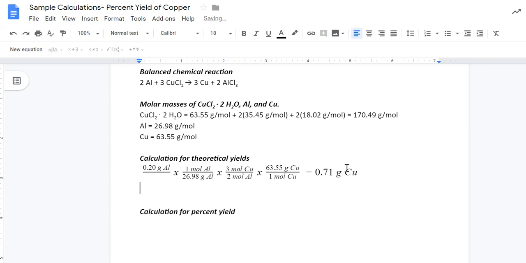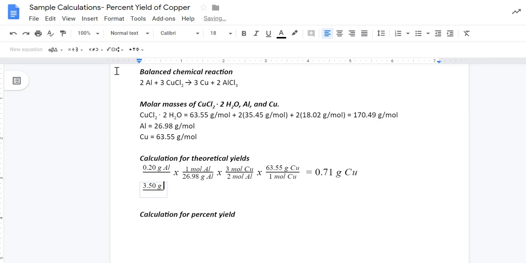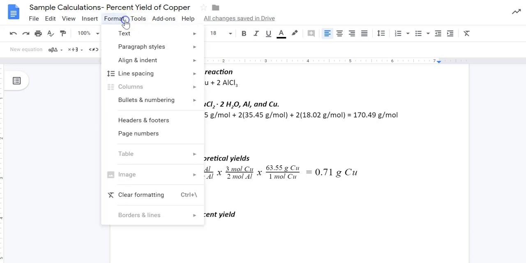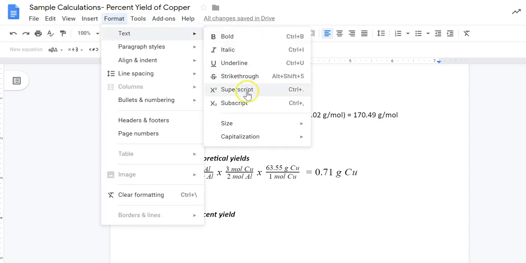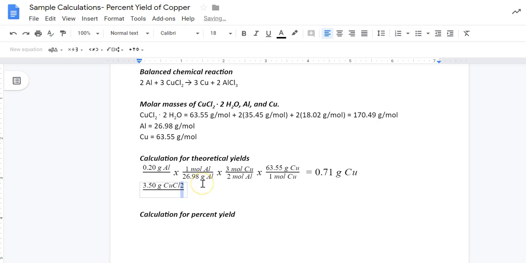All right, remember when we're doing theoretical yield, we have 2 givens, we need 2 calculations. So now we're going to do the exact same thing with our other reactant. I started with 3.50 grams copper 2 chloride. When you're in the equation function, you cannot go to Format, Text, and Subscript. It's not going to make it a subscript. Control, comma will not make it a subscript.